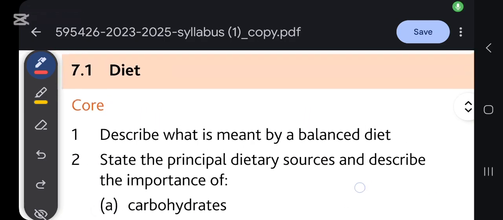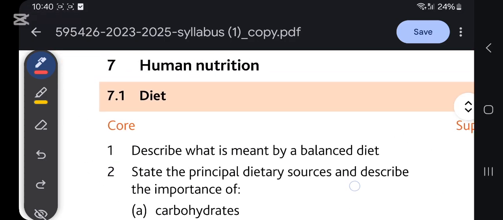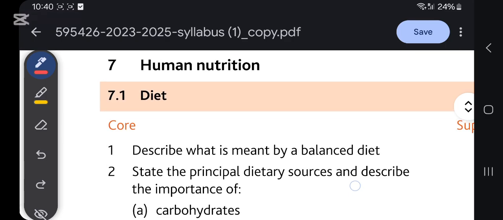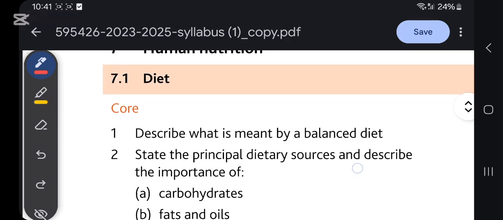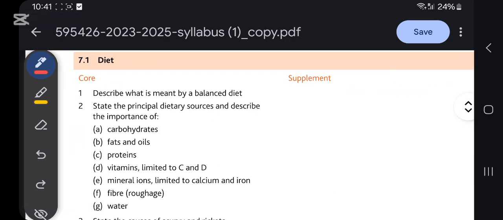So now moving on to human nutrition. What is meant by a balanced diet? A balanced diet is a diet which contains all the required nutrients in the suitable proportions and the right amount of energy. Okay, so remember that. Now, what are the principal dietary sources, and describe the importance of? Learn all of this by heart: carbohydrates, fats and oils, proteins, vitamins limited to vitamin C and D, mineral ions, fibre, water.